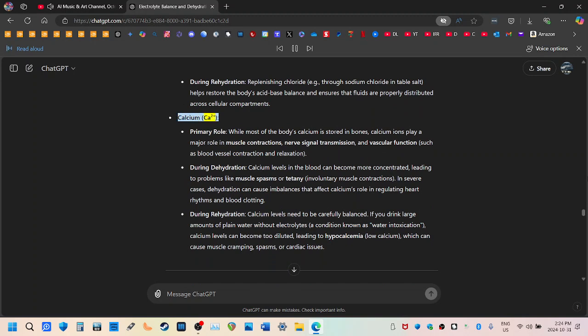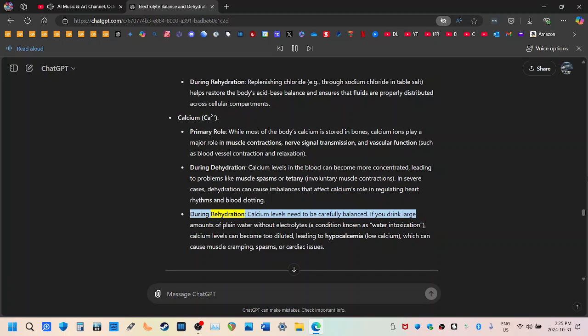Calcium, Ca²⁺. Primary role. While most of the body's calcium is stored in bones, calcium ions play a major role in muscle contractions, nerve signal transmission, and vascular function, such as blood vessel contraction and relaxation. During dehydration, calcium levels in the blood can become more concentrated, leading to problems like muscle spasms or tetany, involuntary muscle contractions. In severe cases, dehydration can cause imbalances that affect calcium's role in regulating heart rhythms and blood clotting.